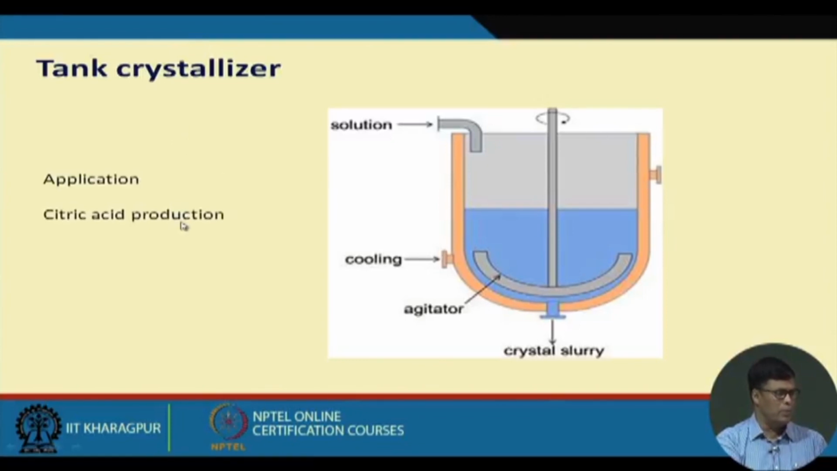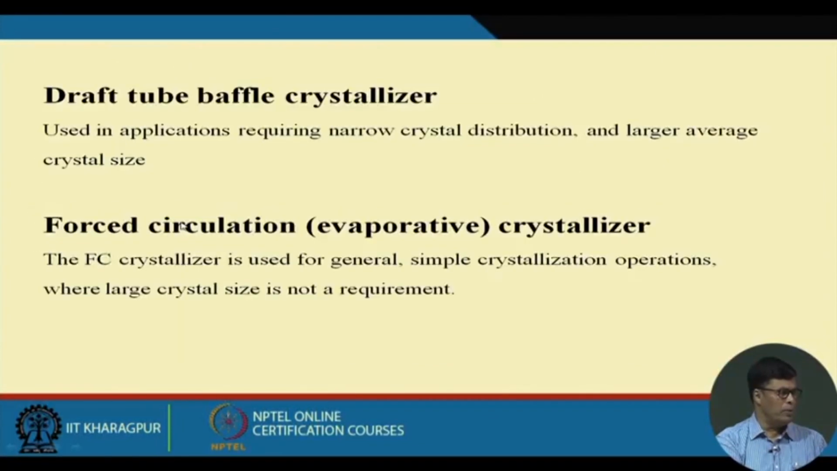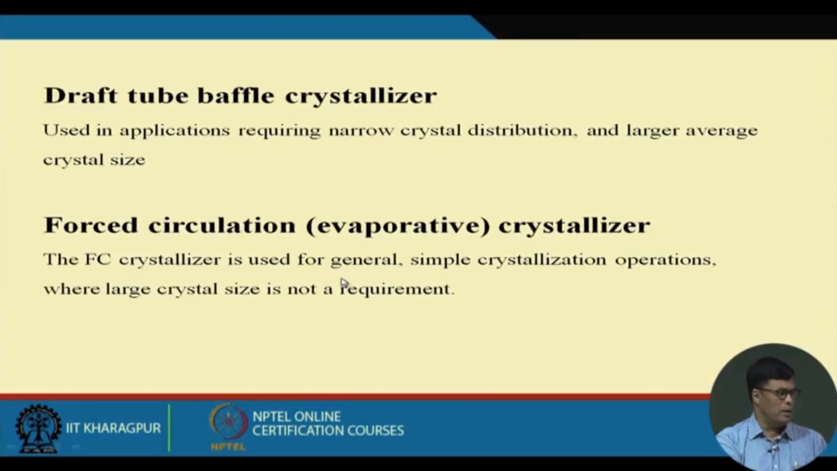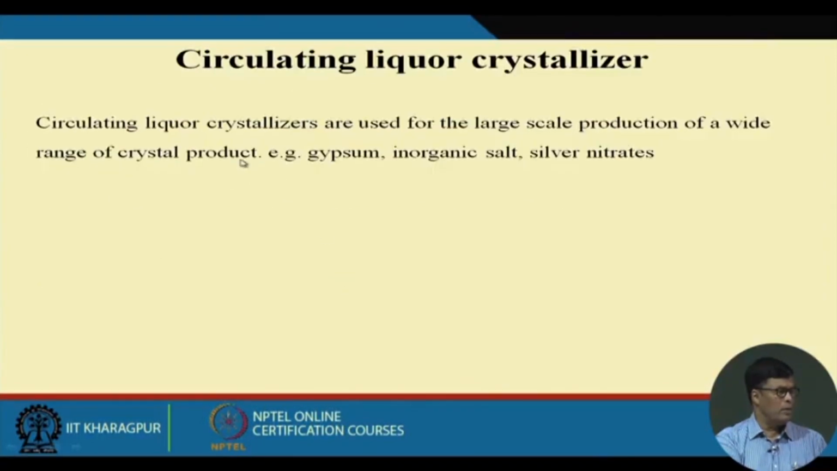I shall tell a little bit of detail on that, and the information on this crystallization process is already available on the internet. If anybody is interested, they can see the details of this process. Forced circulation or evaporative crystallizers are generally used for simple crystallization operations where large crystal size is not required. Then we have the circulating liquid crystallizer.